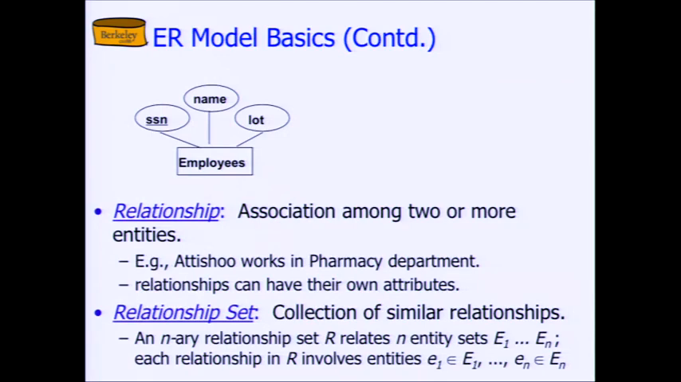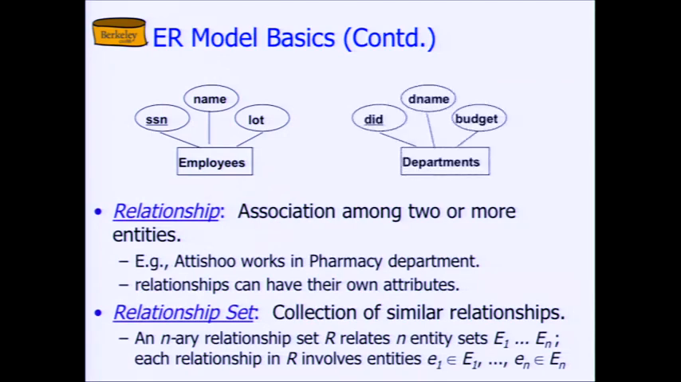So here's the employees entity set. Here's the department's entity set, which has a key department ID. And here, drawn as a diamond, is the relationship set works in. Okay? And this way of connecting diamonds to rectangles is how you talk about which entity sets are in this relationship set. All right, and relationship sets can have attributes too.